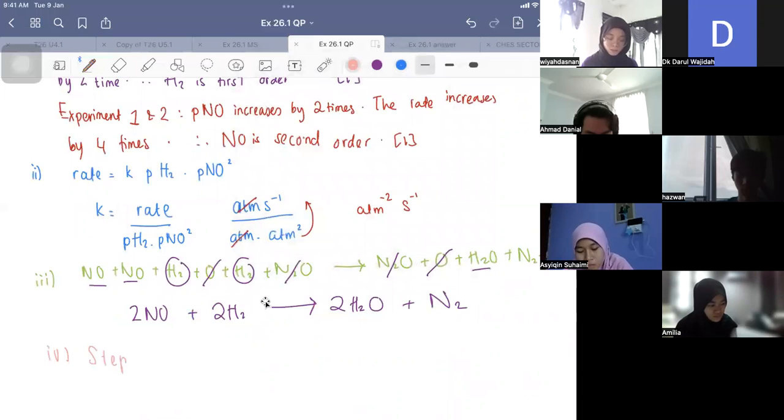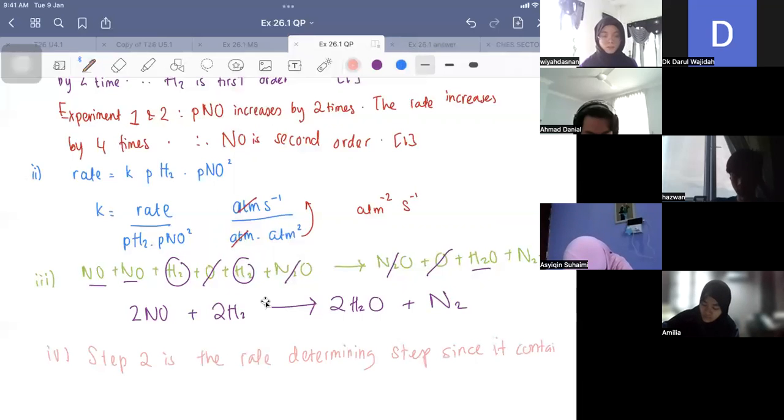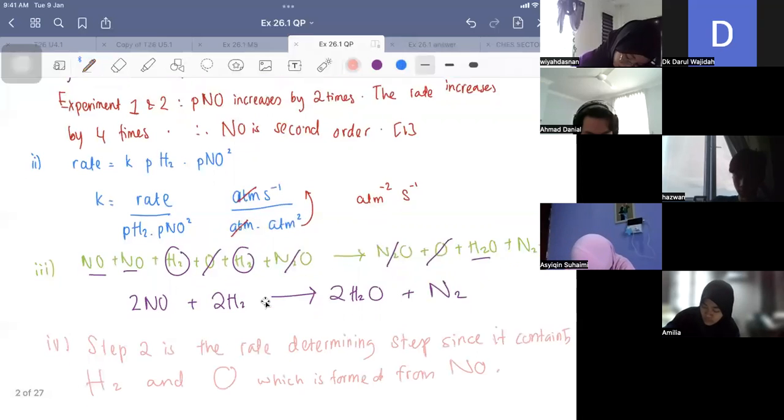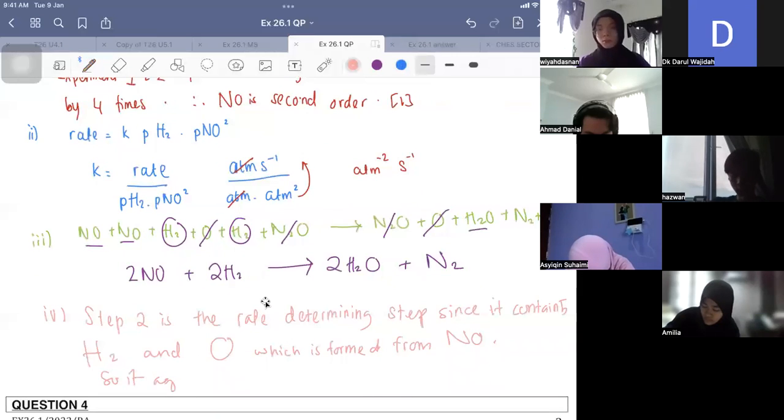Step 2 is the rate determining step since it contains hydrogen and oxygen atom, which is formed from NO. Okay, so it agrees with the rate equation.